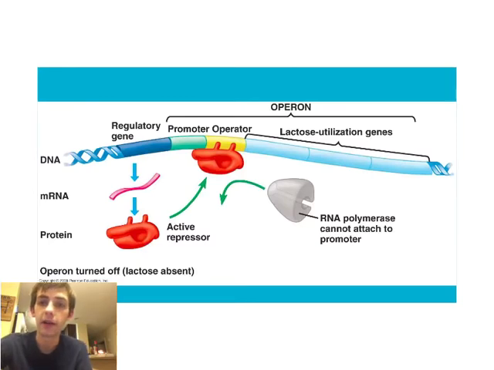Here's a very simple diagram of an operon. We have our regulatory gene here. You have your promoter region where RNA polymerase can attach and start transcription. You have your operator, and you have that repressor, which is binding to the operator. So if RNA polymerase attached here, it can't move forward to transcribe that gene. The repressor will stop transcription from occurring.